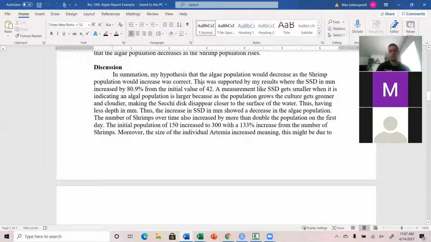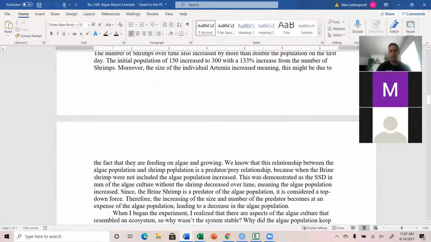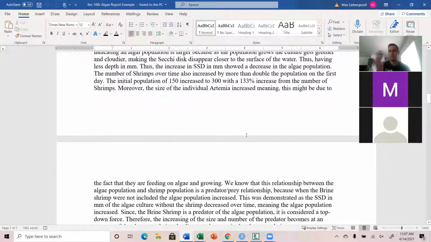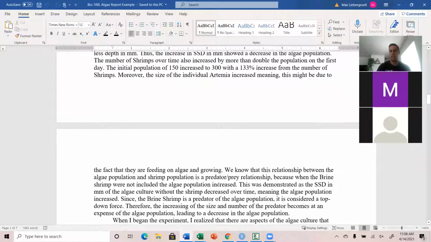Then they went further on to say that the results supported this hypothesis, and then they showed some numbers and some values. So when you want to state that your hypothesis was either supported or rejected, state why that is with your results, like they did in here. And then they go on to discuss, we know that the relationship between the algae population and shrimp population is predatory play. Because of this, the brine shrimp were included and the algae population decreased. There we go. So now we've taken the results and related them back to what they mean based on the science that we introduced in our introduction.